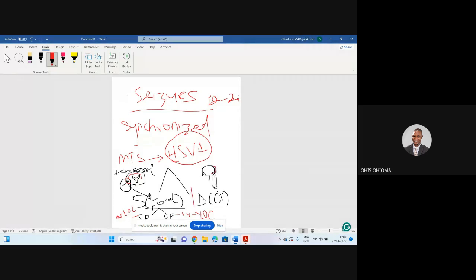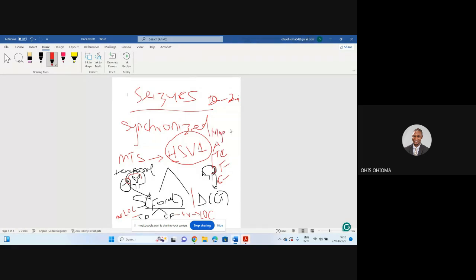The diffuse or generalized has other types of seizures under it. This is just a recap because I think everyone knows about seizure disorders. We have tonic-clonic, clonic, tonic, atonic, and myoclonus.